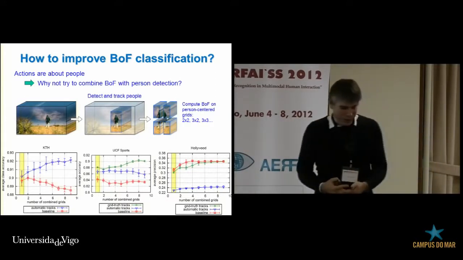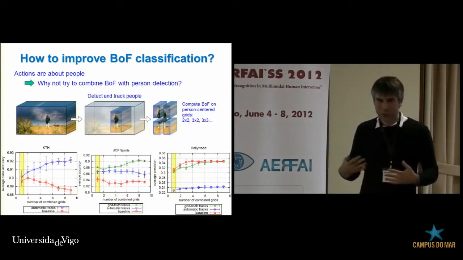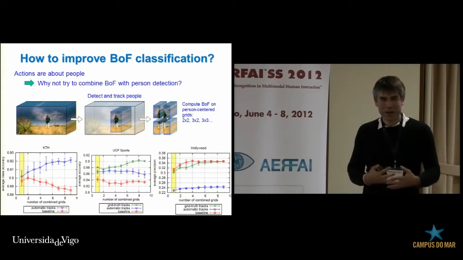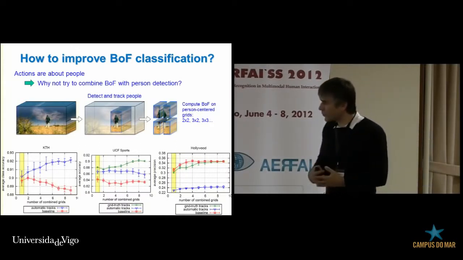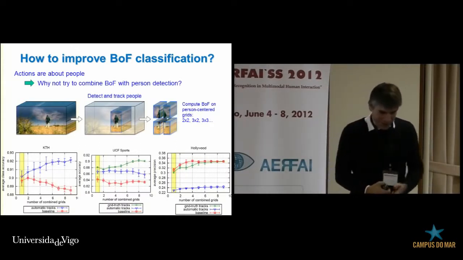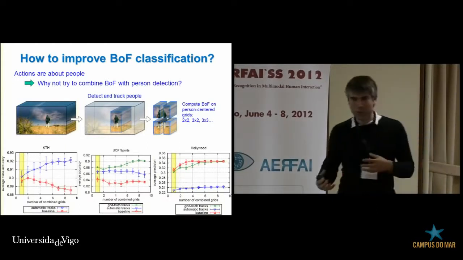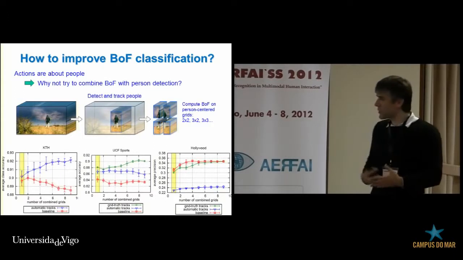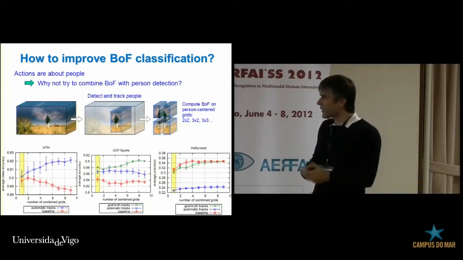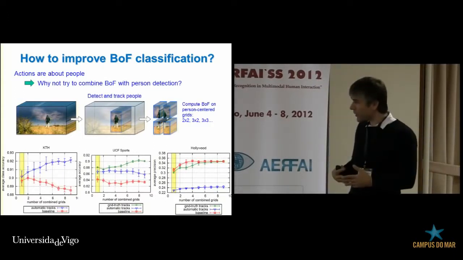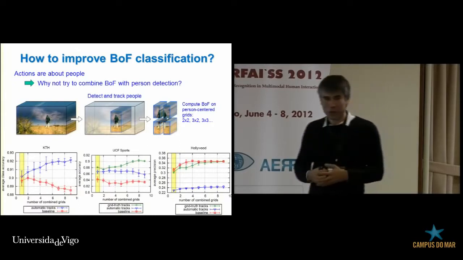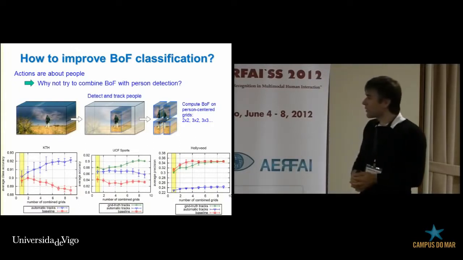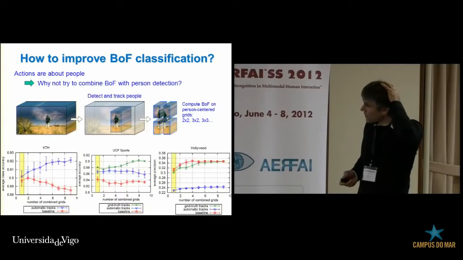Fine. So if you want to get somewhere further with bag of words, one can think of trying to merge bag of words with some higher level representations. One obvious idea one can come up with is why not try to combine person detection and bag of words representation, because finally we are looking at actions of people, so why are we just taking this bag of words over the full frame. So let's try to look at what this does.